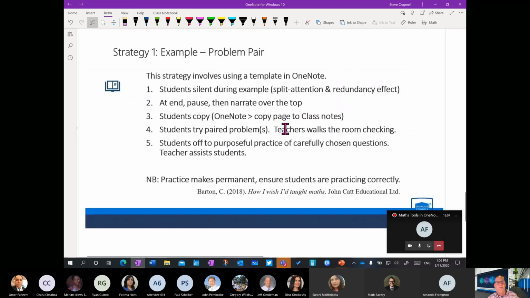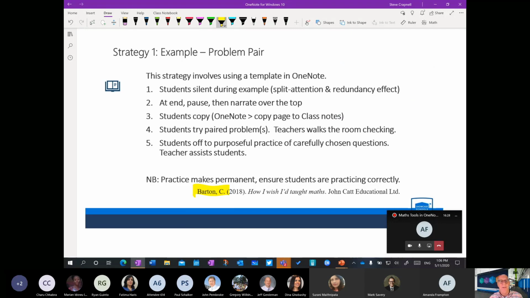So first example I want to do is the only strategy in the whole session today that doesn't deal with maths tools, but it had such a strong impact on my teaching in a maths classroom, I thought it was worth sharing today. It comes from a book by Craig Barton, How I Wish I'd Taught Maths. Honestly, if you're a maths teacher, have a read. So here's the example. Here's the strategy.